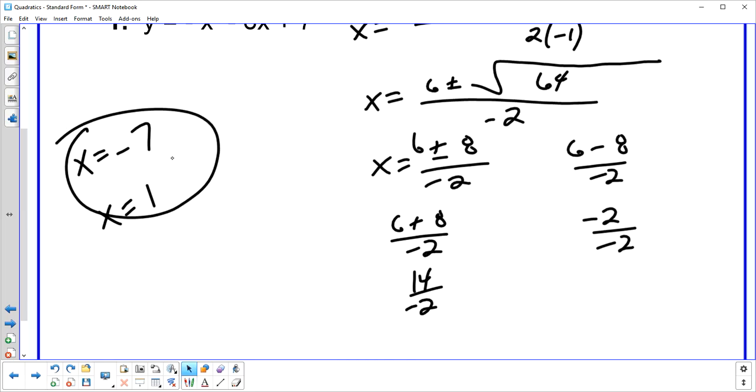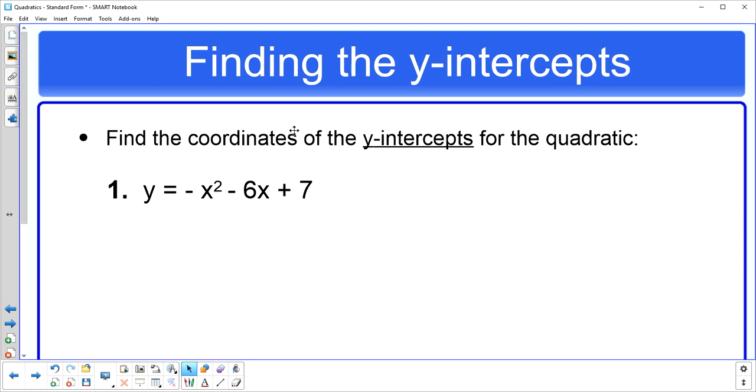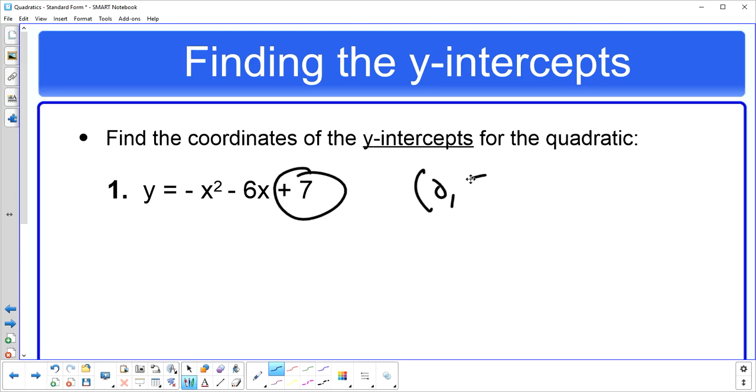So we found both the vertex and the x-intercepts now. Only thing we have left to do is to find the y-intercept. And on this one, the y-intercept is kind of easy because we're actually just going to have 0, c. So if our equation is negative x squared minus 6x plus 7, well, this is c here. So our y-intercept is 0, 7 for this problem.